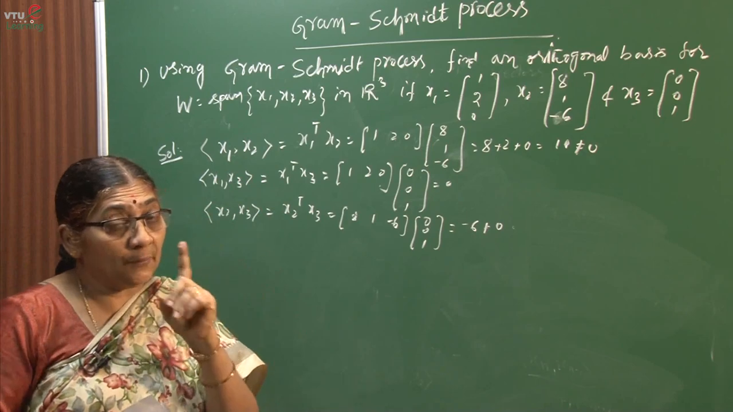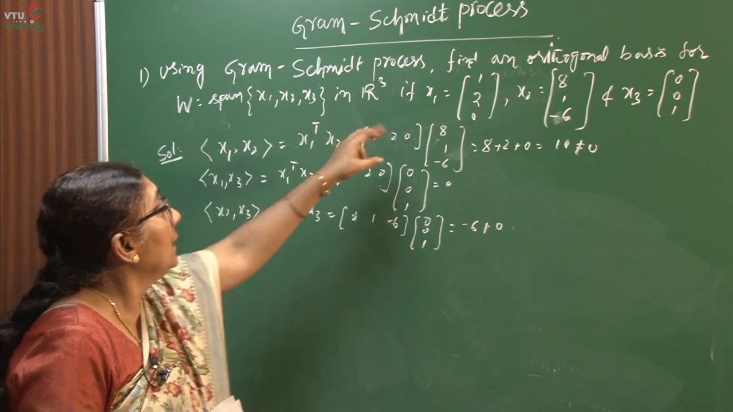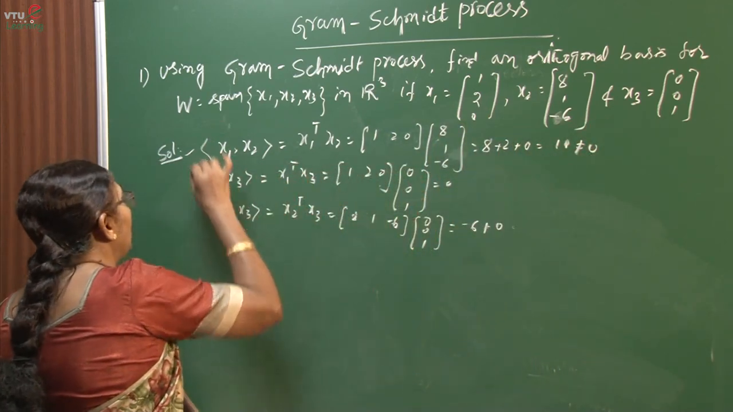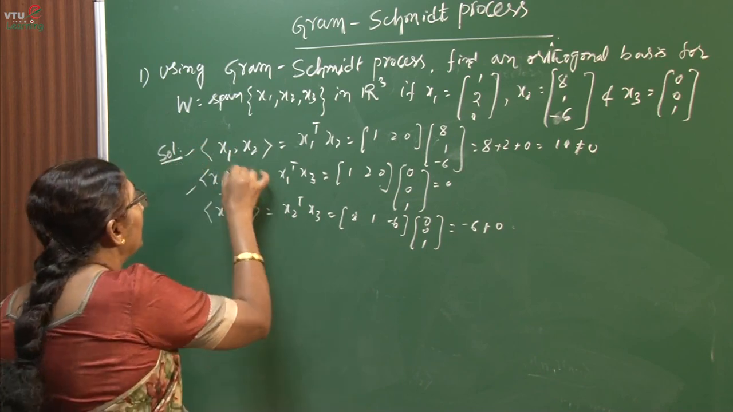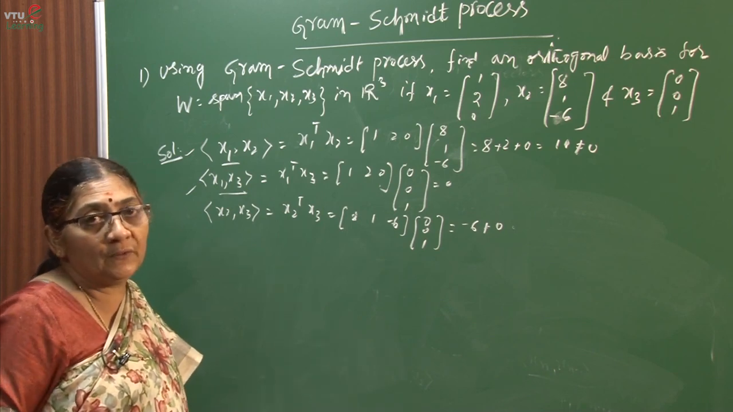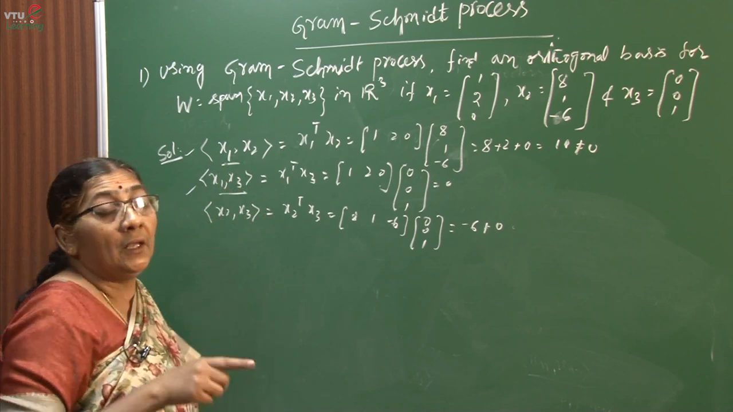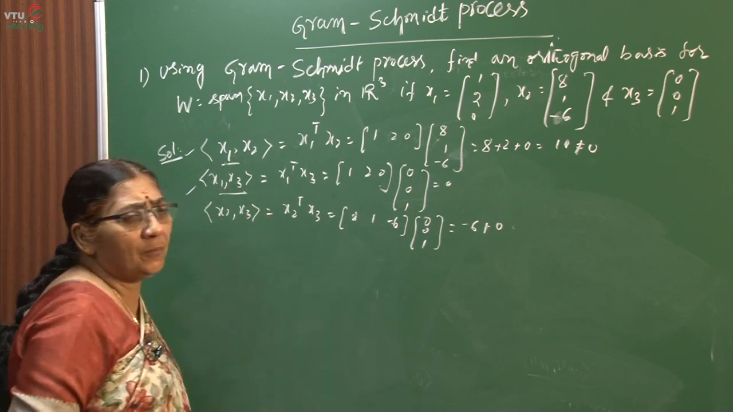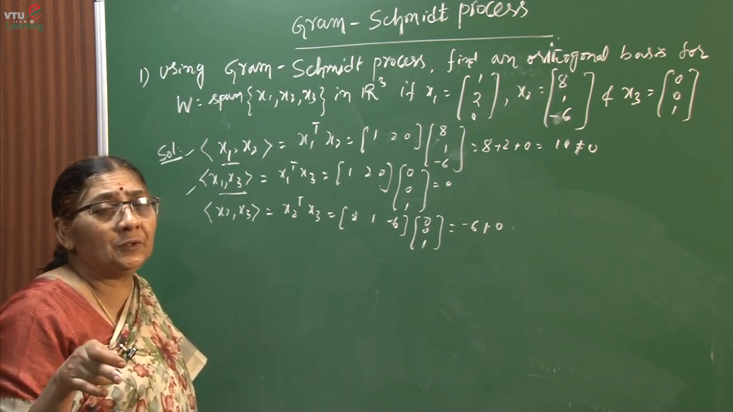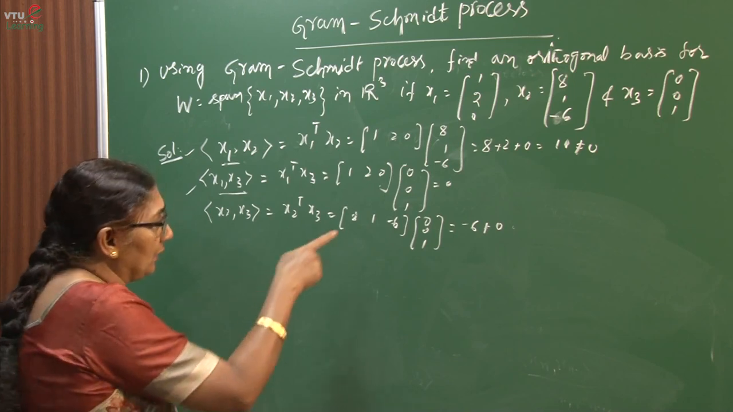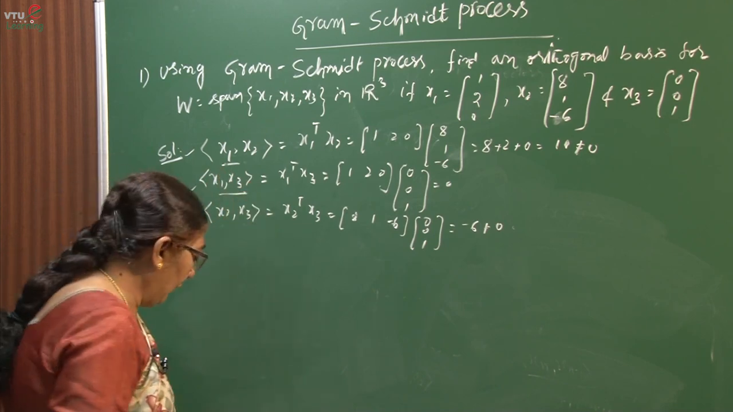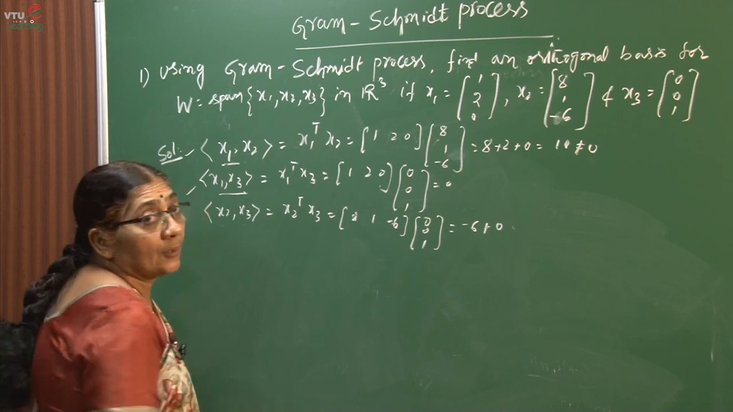Keep in mind, x1 is an orthogonal vector only if the inner product of x1 with x2 is 0 and x1 with x3 is 0, because then it is orthogonal to both x2 and x3. But here the inner product of x1 comma x2 is not equal to 0, while the inner product of x1 comma x3 is 0. Therefore, we can't say that x1 is orthogonal vector. Why? Because only with x3 is it 0, but with x2 it is not 0. Don't get confused. Observe that x2 is not orthogonal to x3 either. Therefore, we treat x1, x2, x3 as non-orthogonal vectors.